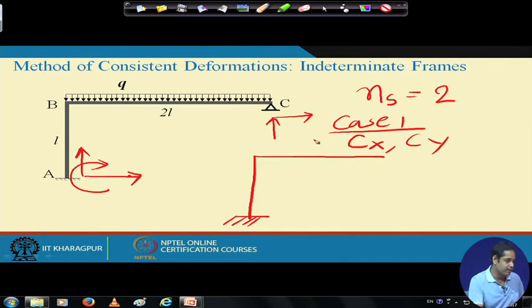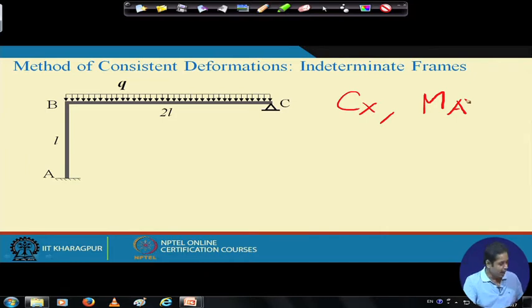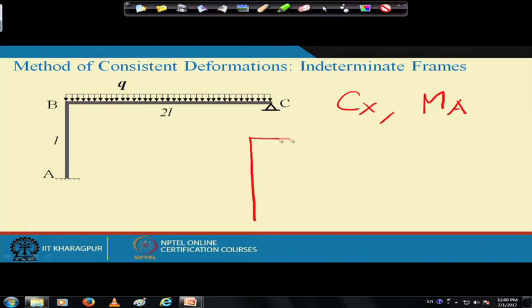So, this could be one choice, and another choice could be to take Cx and Ma as redundant forces, meaning the horizontal reaction at C and the moment at point A are redundant forces. And if we are taking Cx and Ma as redundant forces, in the primary structure the associated degrees of freedom need to be released. Now, Cx, so the primary structure becomes in this case, if we allow horizontal movement, this hinge support becomes a roller support, and then if we release the rotational constraint, meaning Ma, then this fixed support becomes a hinge support. Okay. So, this is our primary structure. Now, this primary structure is very similar to the primary structure we have taken in the previous example. Okay. So, in this case, these are two redundant forces.